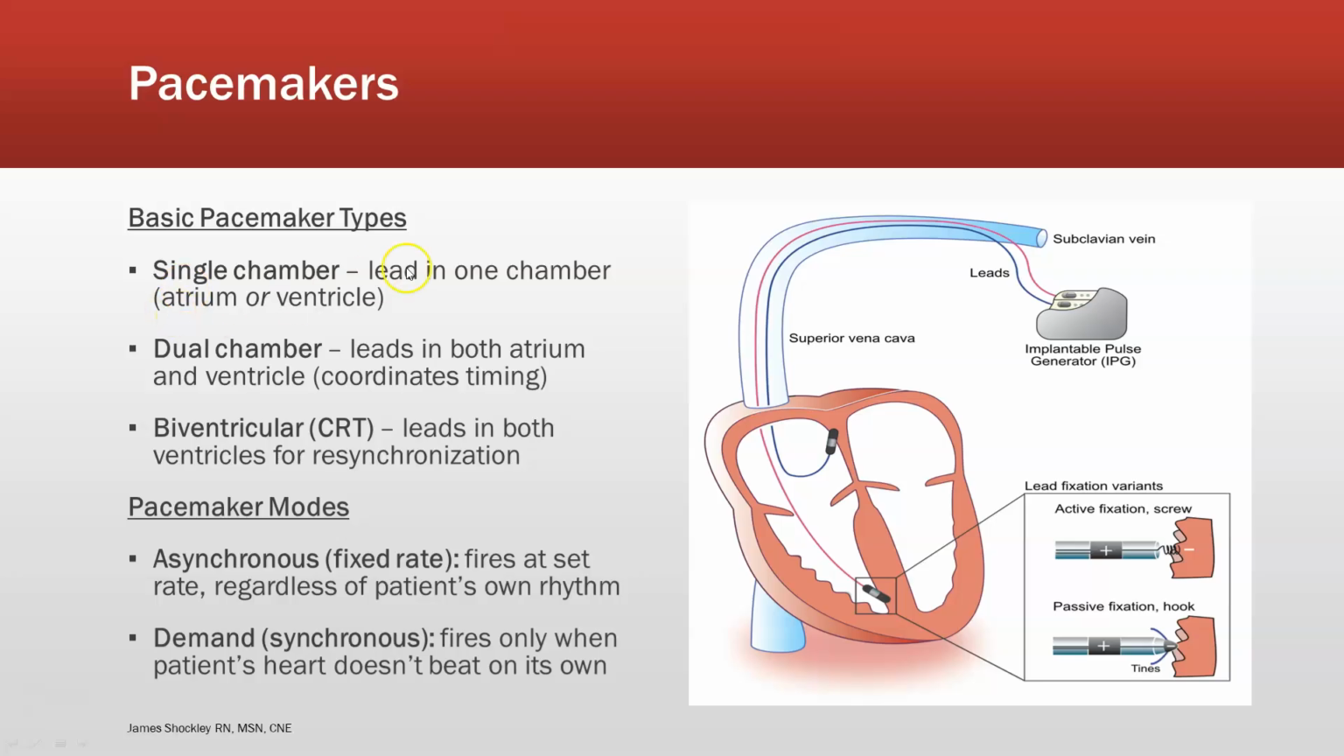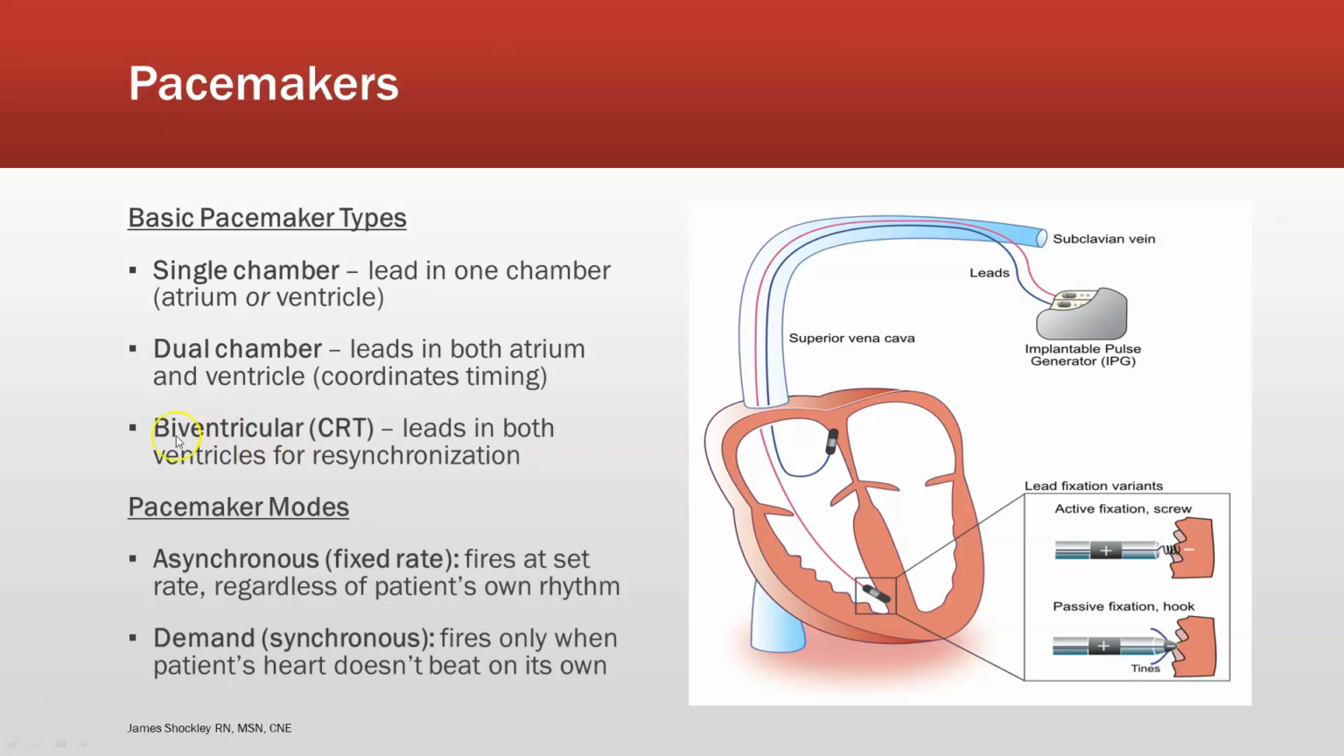The different types: I have a single chamber, dual chamber, or biventricular. The single chamber is exactly what it sounds like. I have a lead in either the atria or the ventricles. With dual chambers, I have them in both. The image on the right has a lead for the atrium and for the ventricles, so they're AV paced.